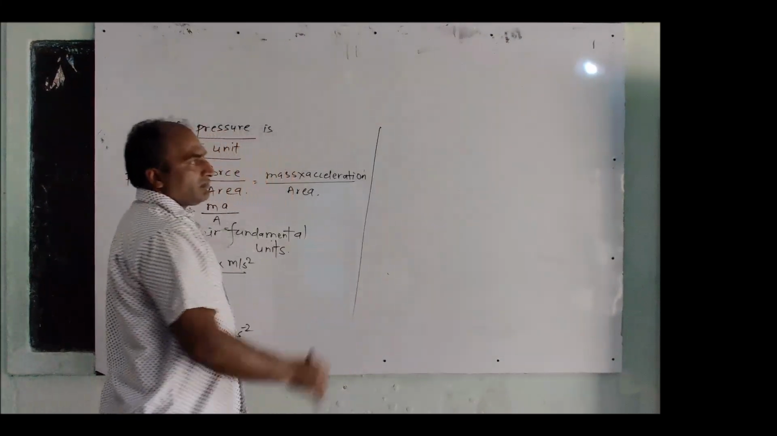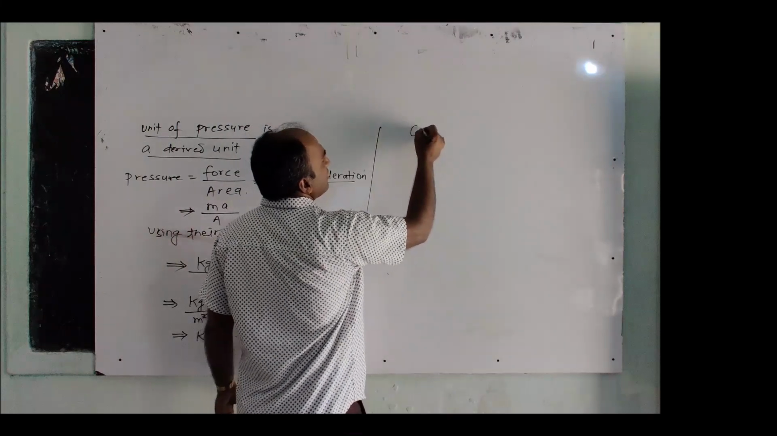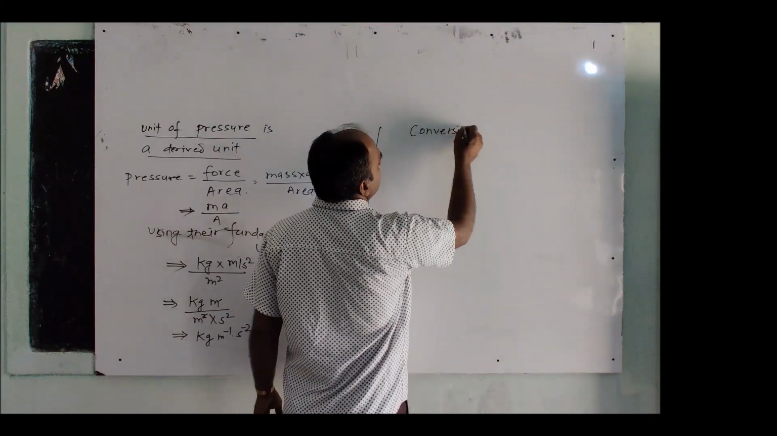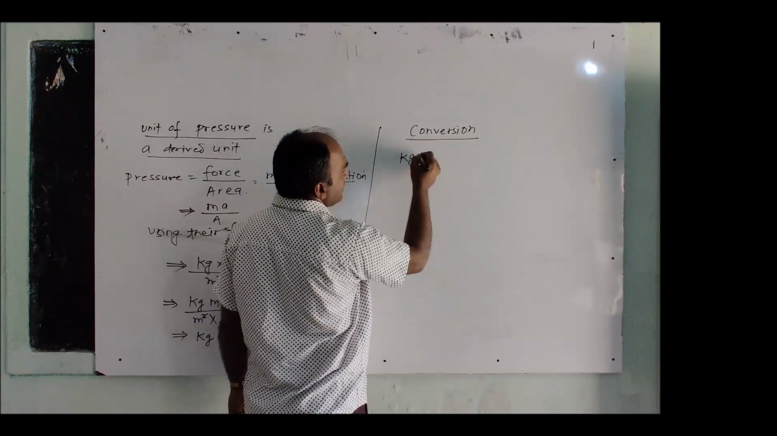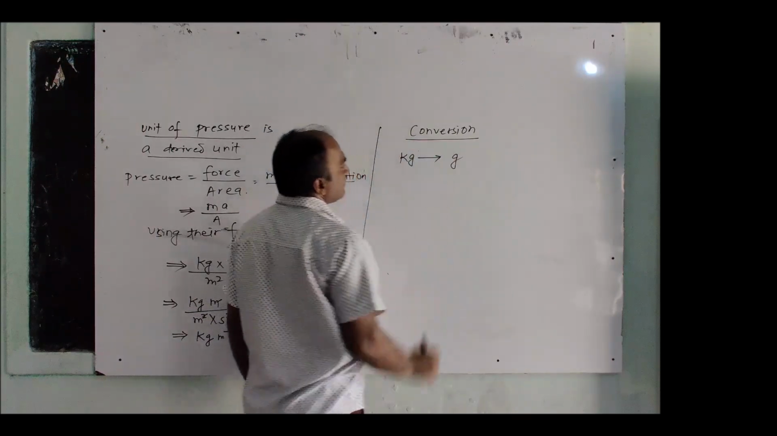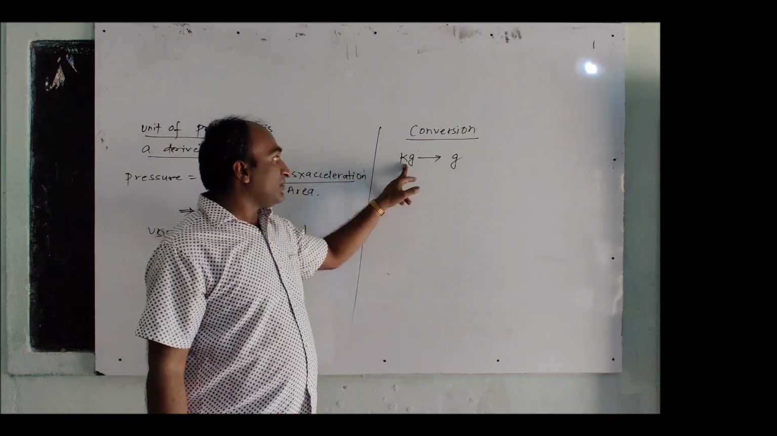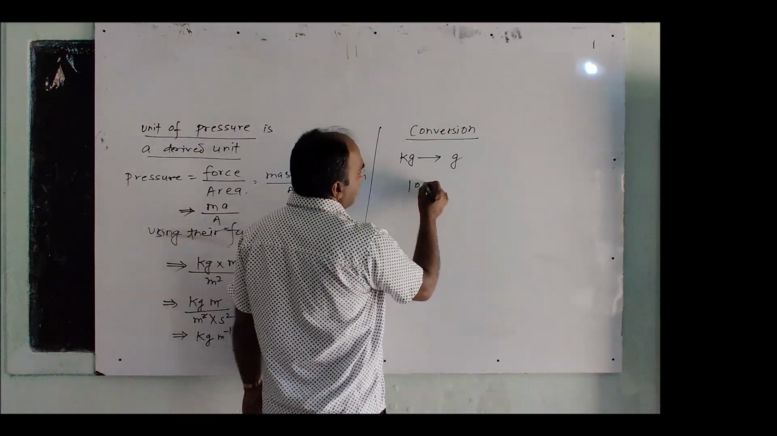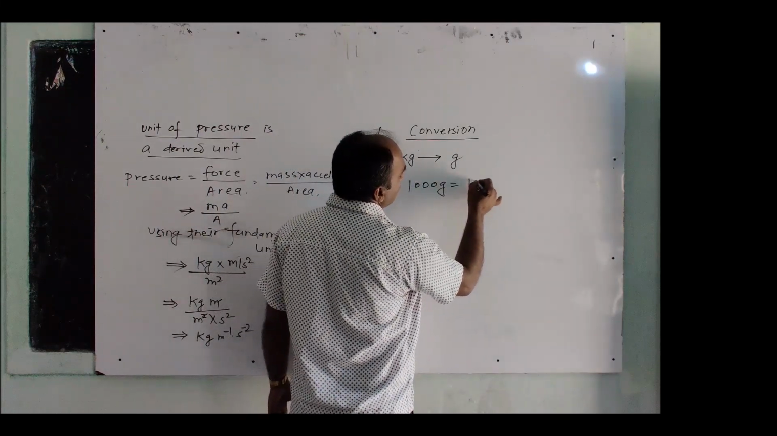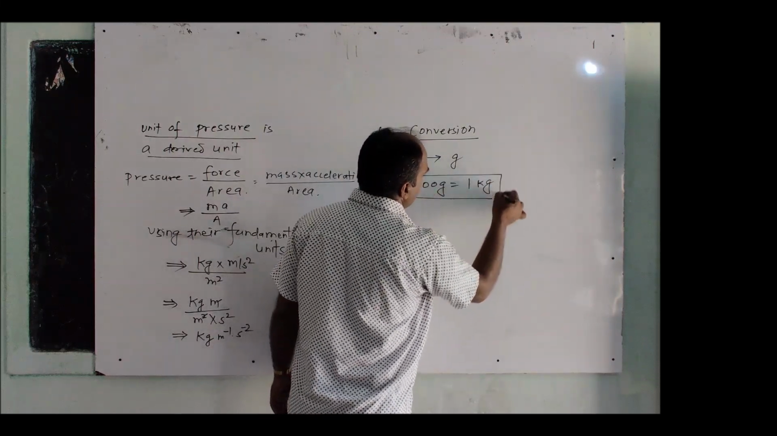And now, to express the MKS system into the CGS system, we need conversion. In this topic, we have conversion. Just like kilogram into gram. Kilogram is the SI unit, gram is the CGS unit. We know that 1000 gram equals 1 kg. This point should be remembered.